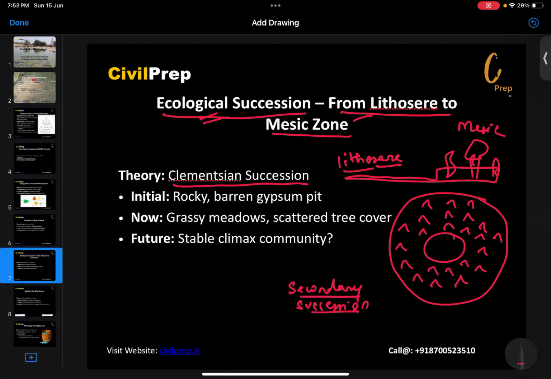Secondary succession. Here, the initial land was rocky, barren, and a gypsum pit. But now it is grassy meadows. Scattered tree covers are also found here. In future, the stability of the climax community. Climax community is a community which is gaining balance with respect to the climate and environment of that particular region. In tropical regions, we can see tropical rainforest. In desert regions, there are shrubs. So they are defining the climax community in those regions.